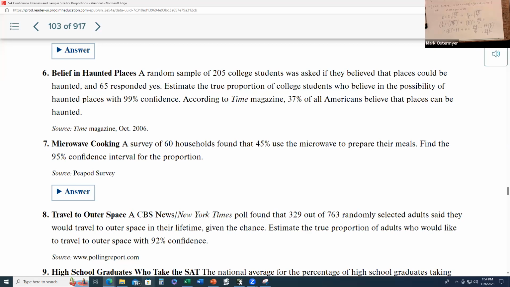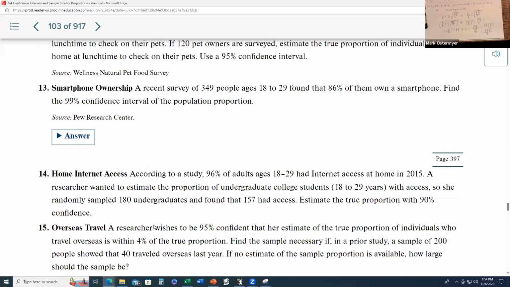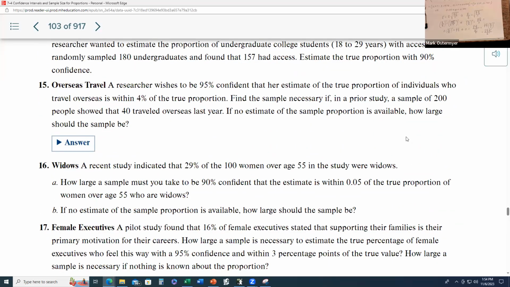All right, number 15. This will be another classwork here. Overseas travel. A researcher wishes to be 95% confident that her estimate of the true population proportion of individuals who travel overseas is within 4% of the true proportion. In other words, ladies and gentlemen, we want to be 95% confident that our sample proportion is within 4% of our true unknown population proportion. Therefore, what size sample would we have to choose?